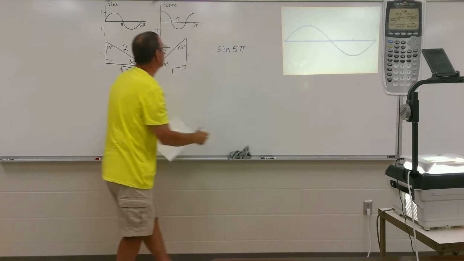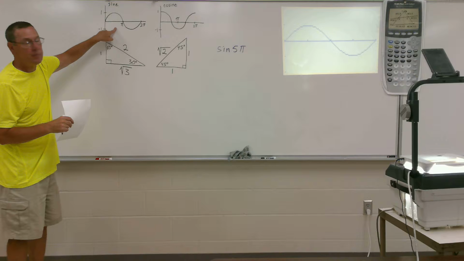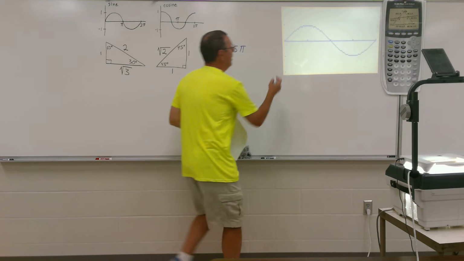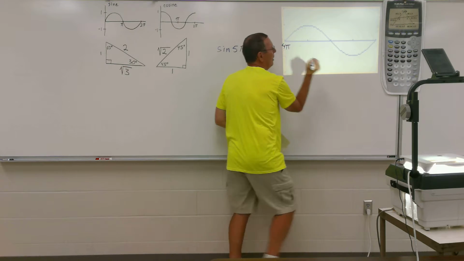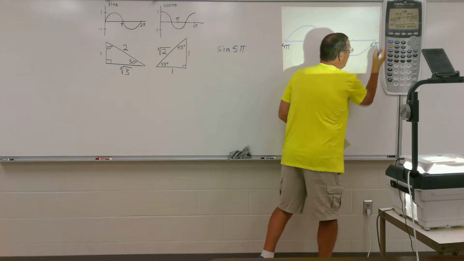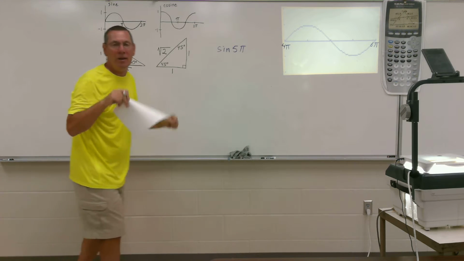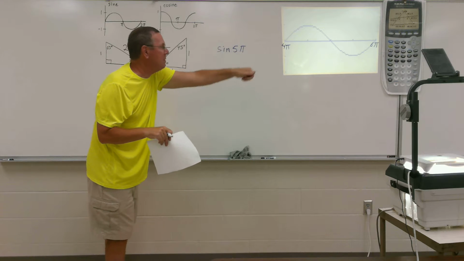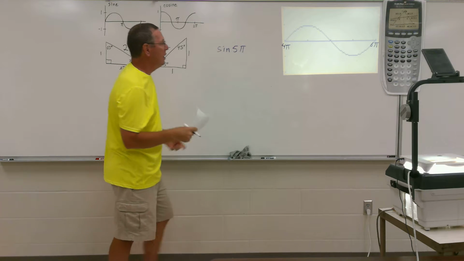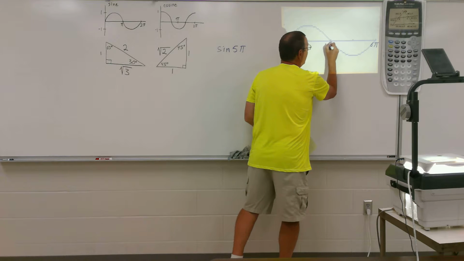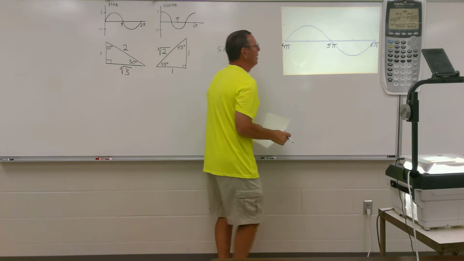Okay, doesn't that look exactly like this one again? Exactly like this. Right here is the 4 pi. Right here is 6 pi. Every 2 pi's it starts over and does the exact same thing over and over and over again into eternity in the positive direction and the negative direction. Okay, if that's 4 pi and that's 6 pi, then this would have to be 5 pi.